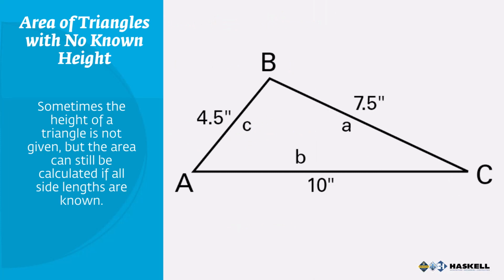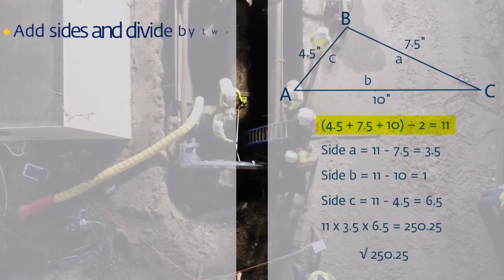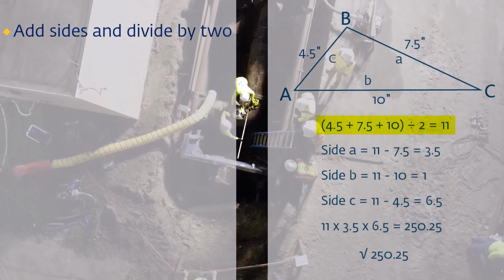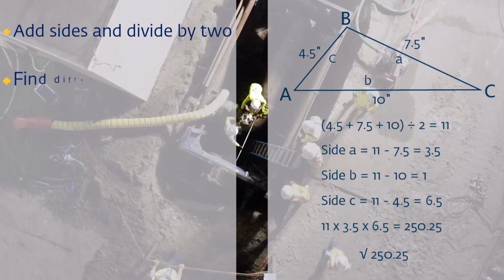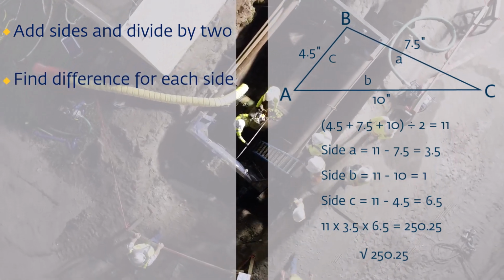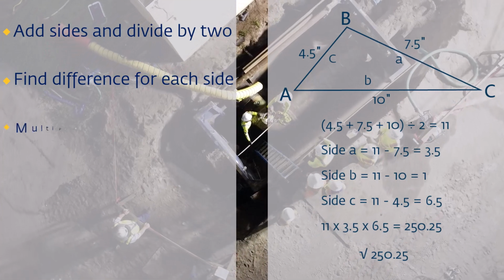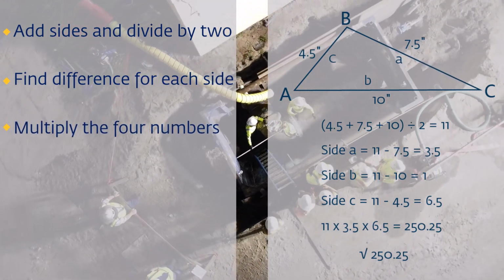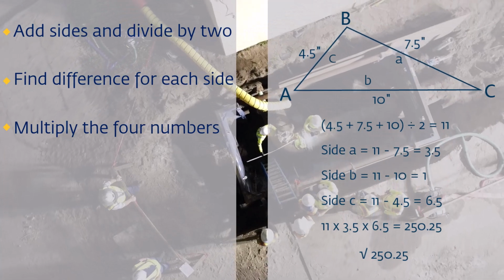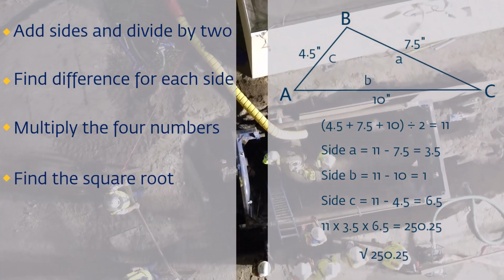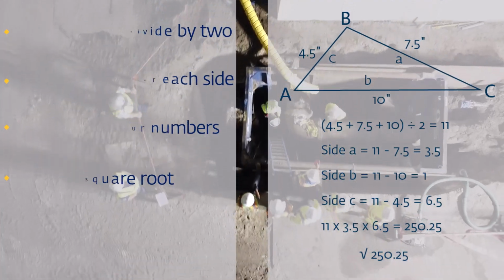Section 1.5.3, area of triangles with no known height. At times, we don't have the altitude or height of a triangle at our disposal. No worries though. If we know the lengths of all 3 sides, we can still crunch the numbers and find the area. Step 1. Add up the measurements of the sides, then divide the sum by 2. Step 2. Calculate the difference between this result and the length of each side. Step 3. Multiply all 4 numbers together. Step 4. Now whip out the trusty calculator, take the square root of this result, and voila! You've got the area of the triangle.